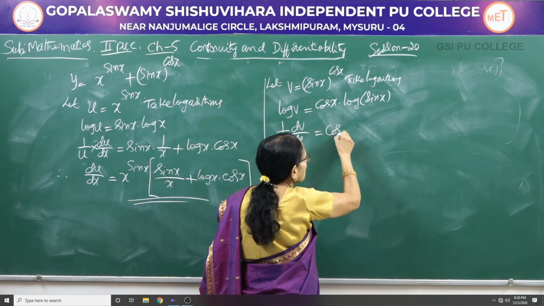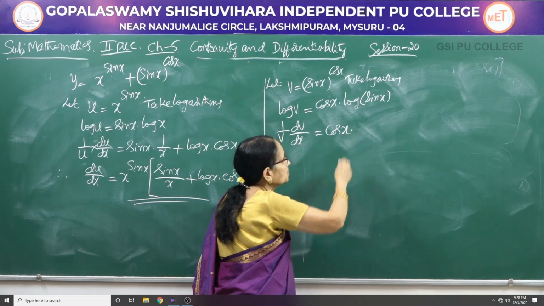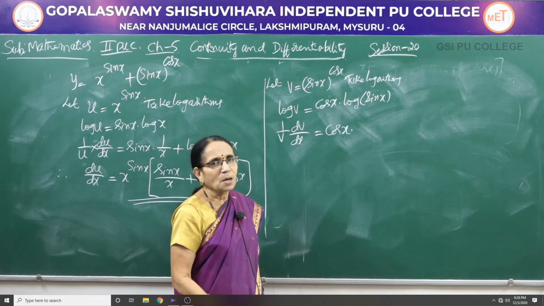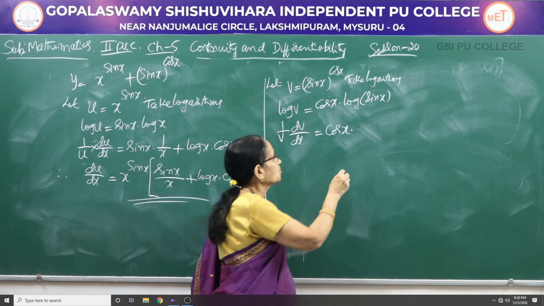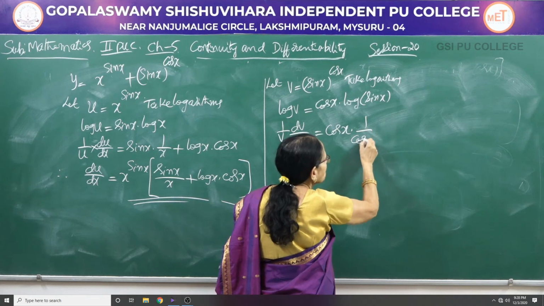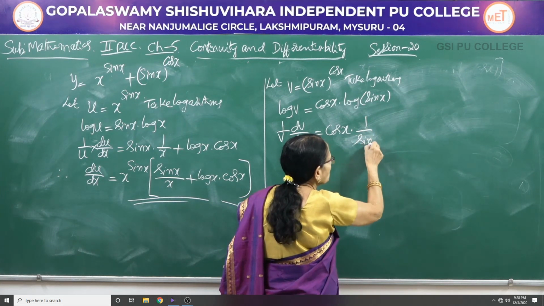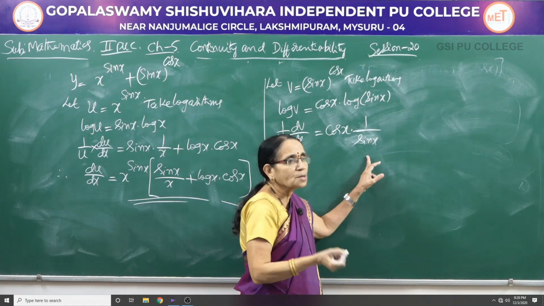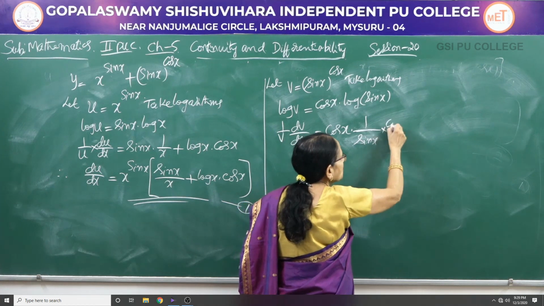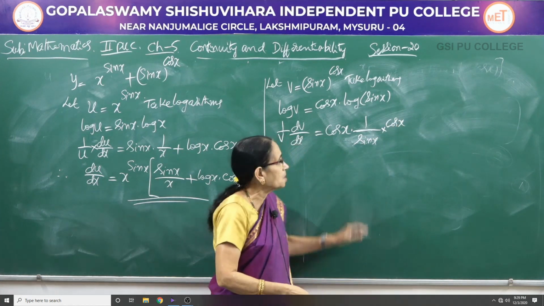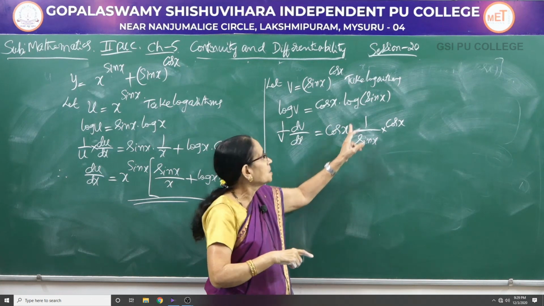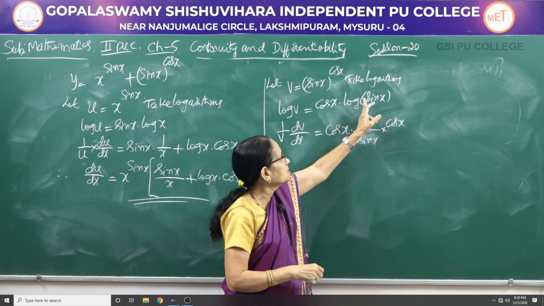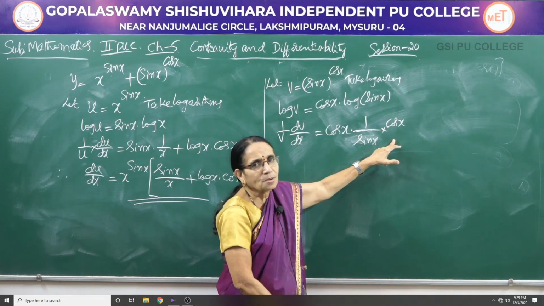See, cos x first function into derivative of the second. What's the second function? Log of sin x. Log of sin x means log of anything is 1 over that function. That is 1 by sin x, isn't it? But sin x itself is a function of x whose derivative is again cos x, isn't it? So, this cos x is the first function. This is the derivative of the second function. So, first function into log of sin x means 1 by sin x. For sin x it is cos x.